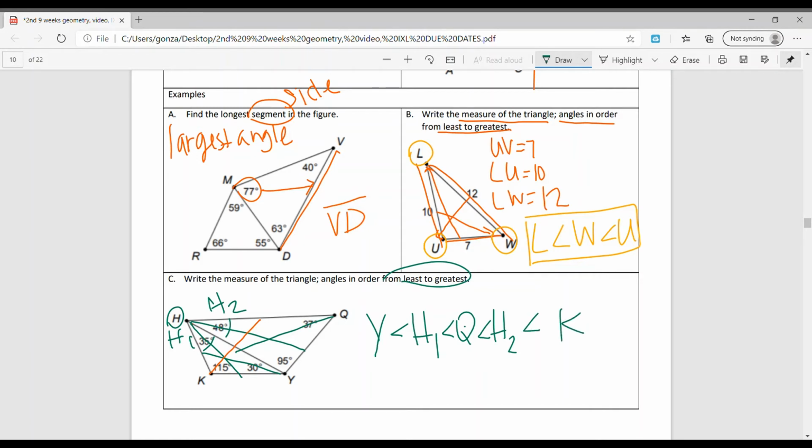And then if we had to do the sides or the segments, we would say that HK is less than KY, which is less than HY, which is less than QY, which is less than HQ.